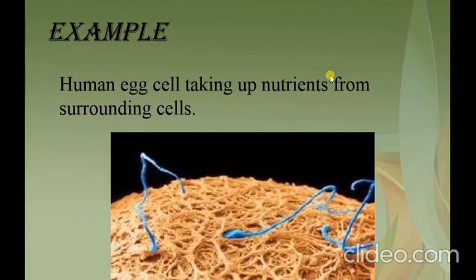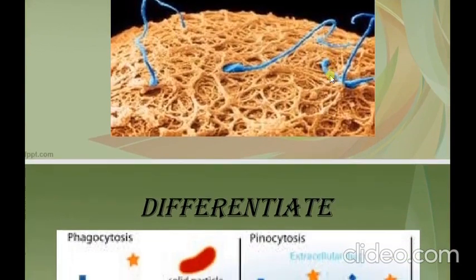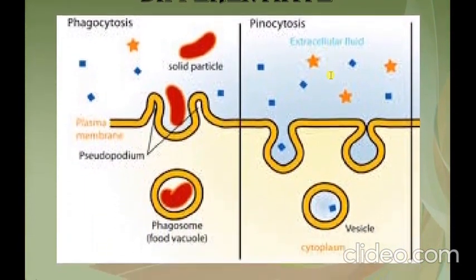An example is a human egg cell taking up nutrients from the surrounding cells. Now last is the difference between phagocytosis and pinocytosis. In phagocytosis, solid particles are basically taken, or you can say a drug is taken, and a phagosome is formed. And in pinocytosis, extracellular fluid is taken up and a vesicle is formed.